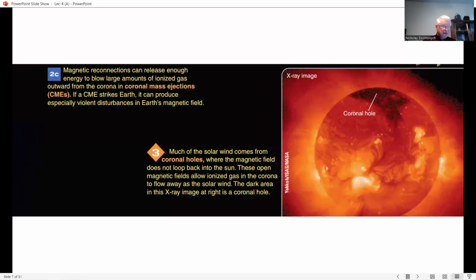Third, in some regions of the solar surface, the magnetic field does not loop back. High energy gas from these coronal holes flows outward and produces much of the solar wind.